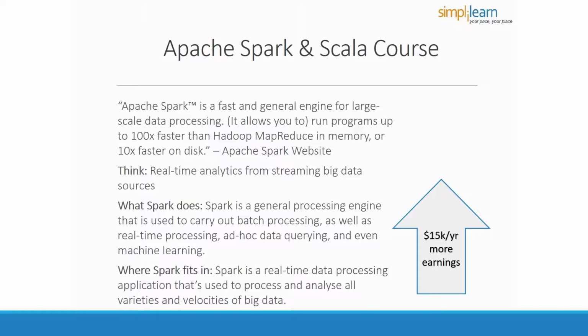But let's look at what Spark does. Spark is a general processing engine that is used to carry out batch processing as well as real-time processing, ad hoc data querying, and even machine learning. Looking at where Spark fits in, Spark is a real-time data processing application that's used to process and analyze all varieties and velocities of big data. The same CIO source cited that Spark and Scala skills can get employees up to $15,000 more per year in earnings.